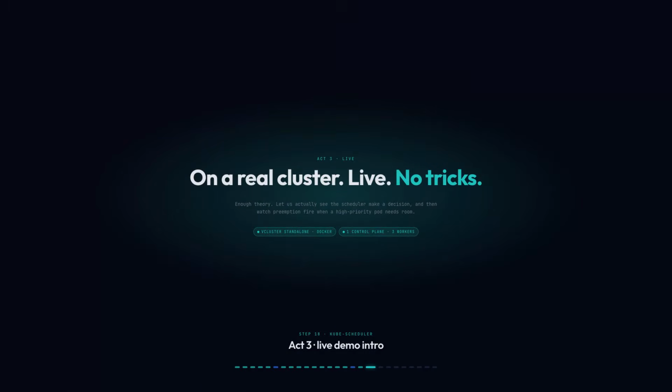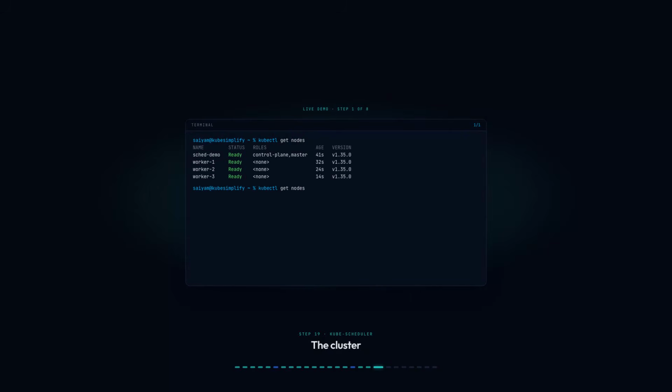So, enough theory. Let us actually see this happen on a real cluster, live, no tricks. So here is my little cluster. One control plane, 3 workers, nothing fancy. Now keep an eye on worker 3. We will come back to it in a second.